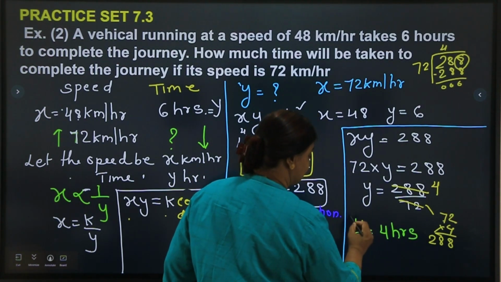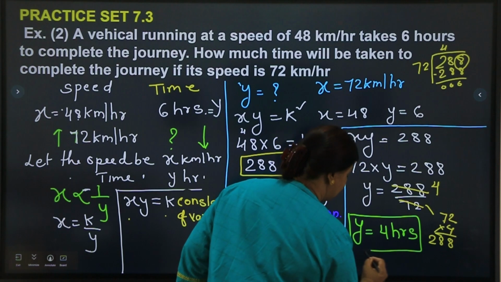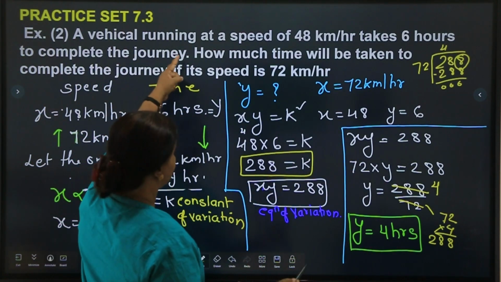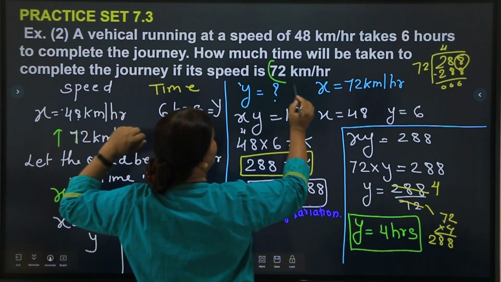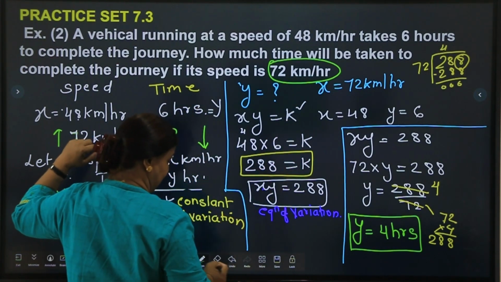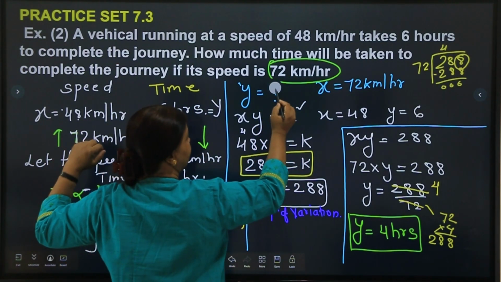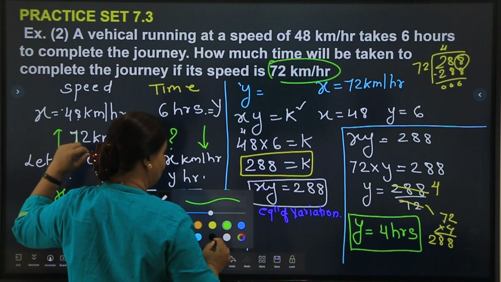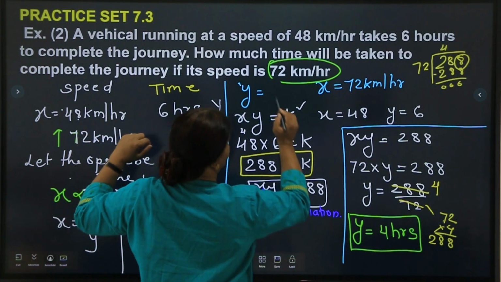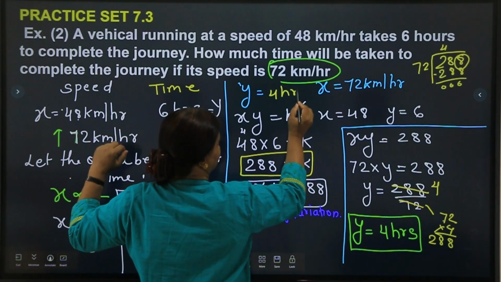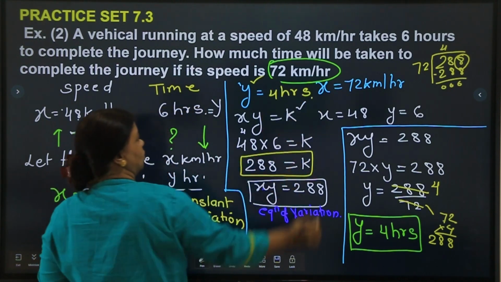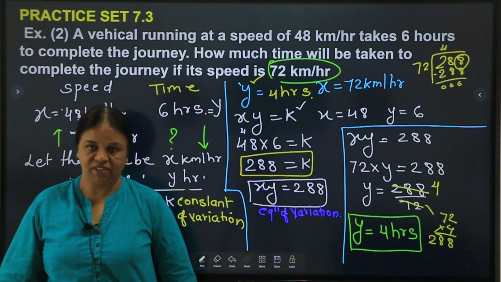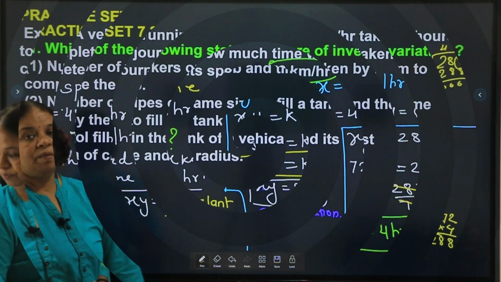So when the speed of the vehicle is 72 kilometer per hour, the time taken by the vehicle would be 4 hours. You can pause and you can solve the sum, children. Let's move to the next question.